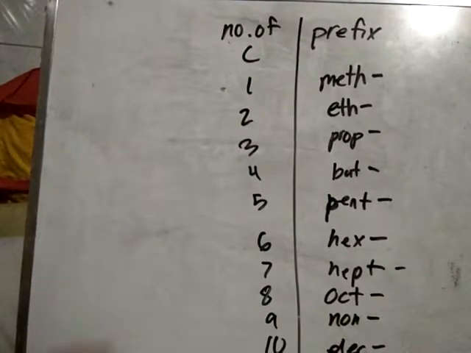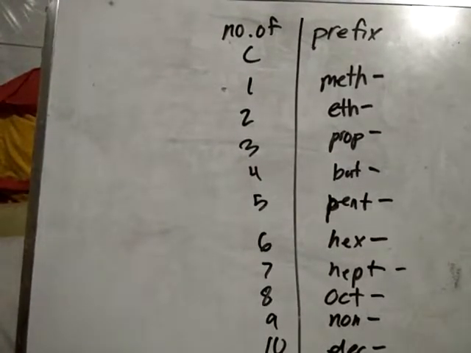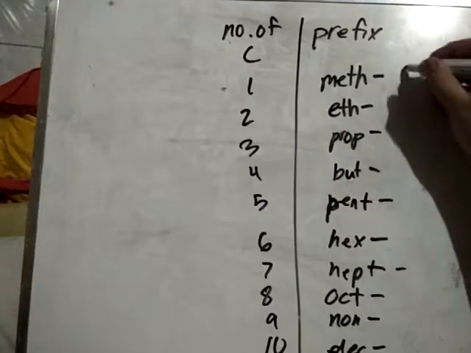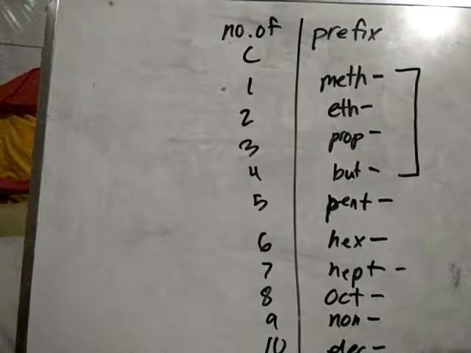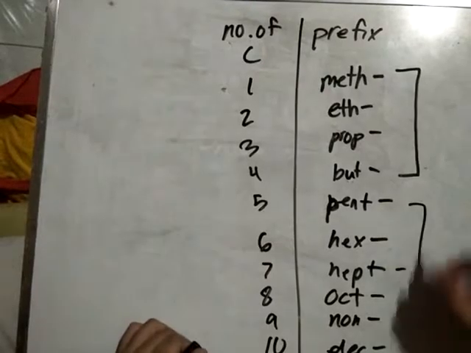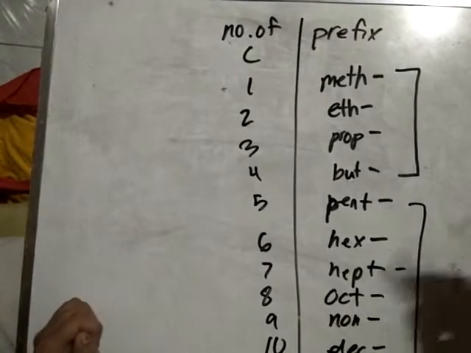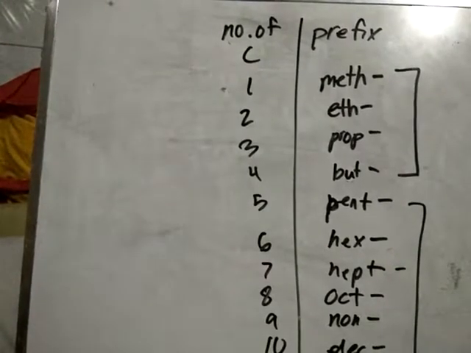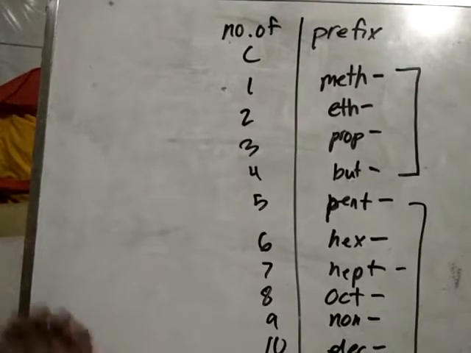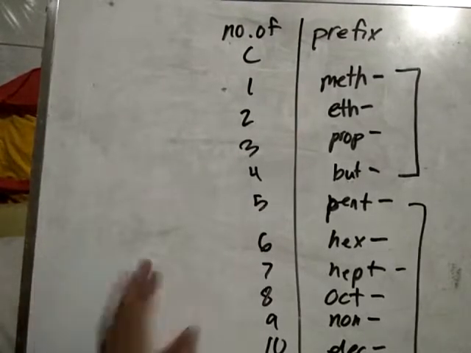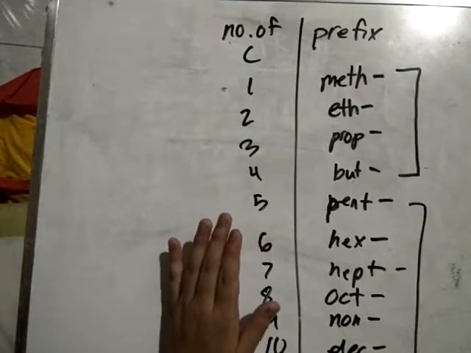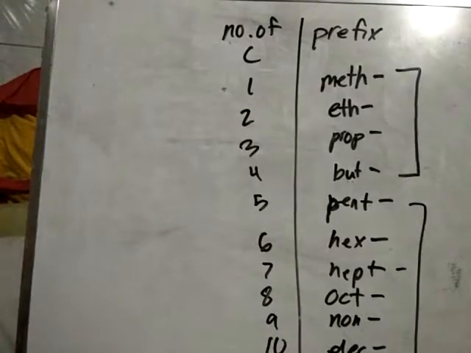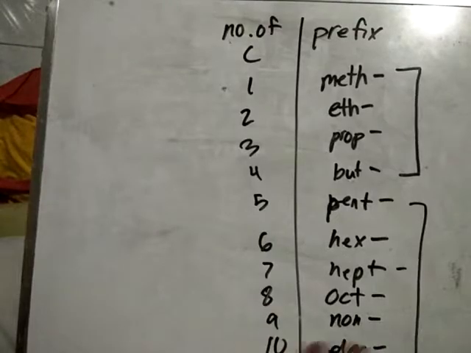This thing is super important to remember. These first four are the things you really need to memorize. The remaining ones are simple: pent, hex, hept, oct, so forth. Same with polygons. Pentagon, heptagon, hexagon, so on and so forth. Now, I'll give you time to memorize this. Just keep these prefixes in mind.